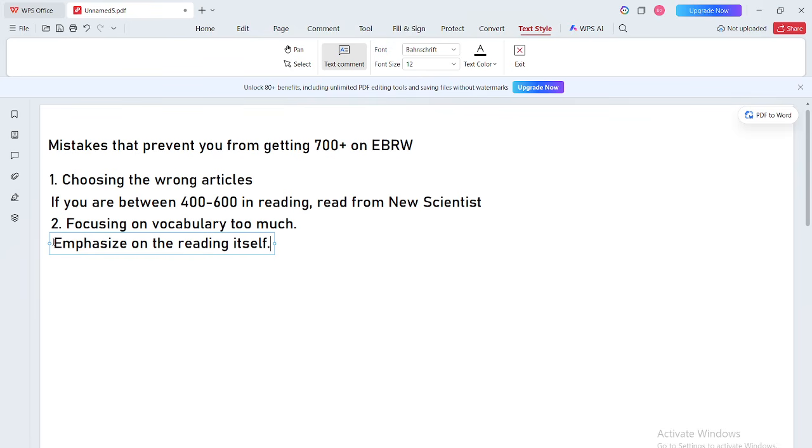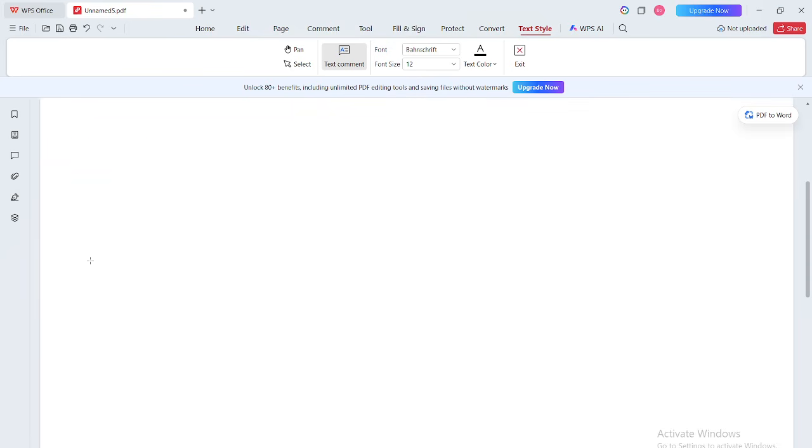Sometimes articles have these jokes, some metaphorical things. You have to understand them to increase your reading comprehension. That is the main thing. That is our main focus. All right, these are the two mistakes that I have right now in my mind, but I will write down more after if I remember them.